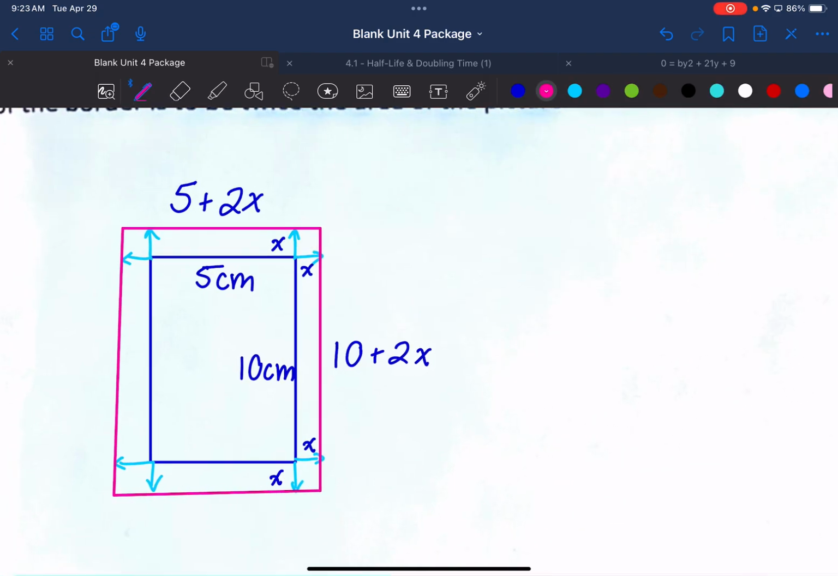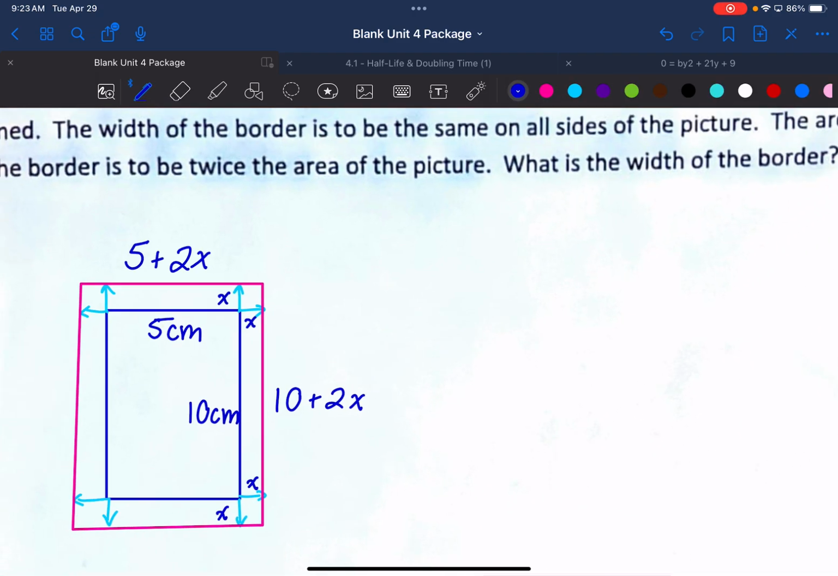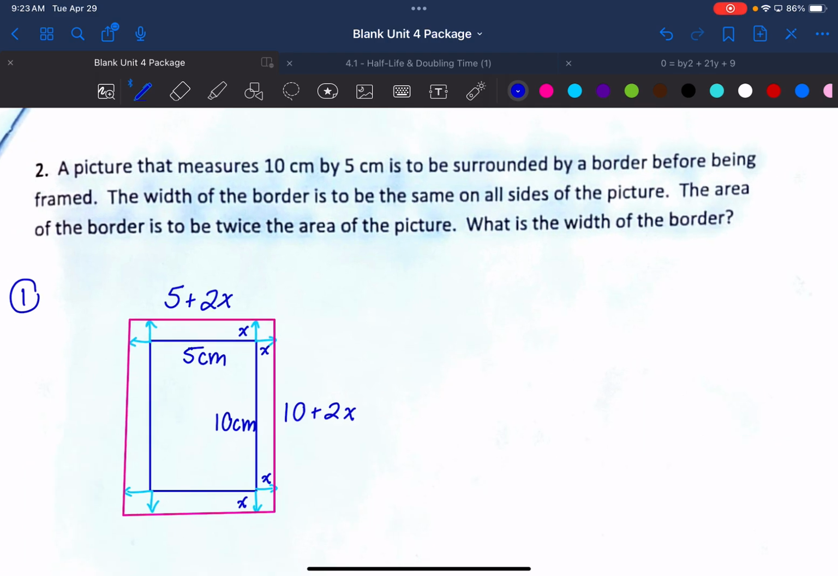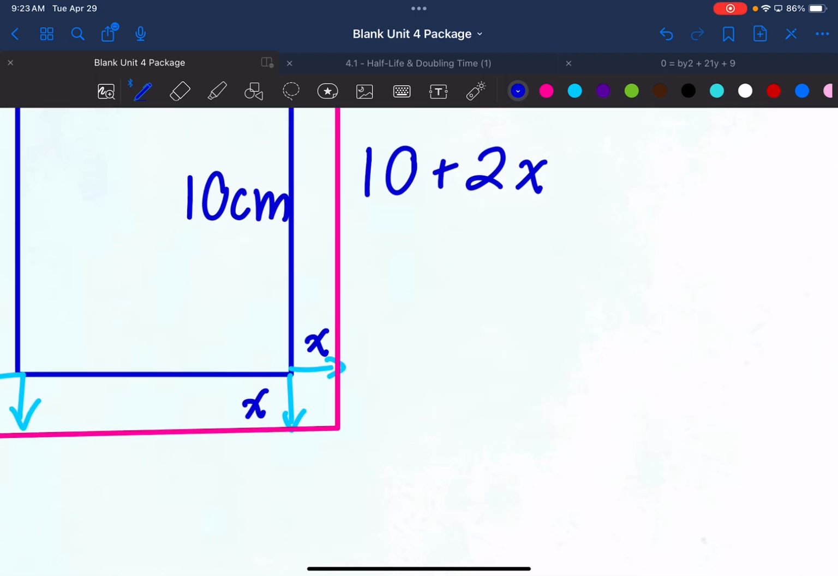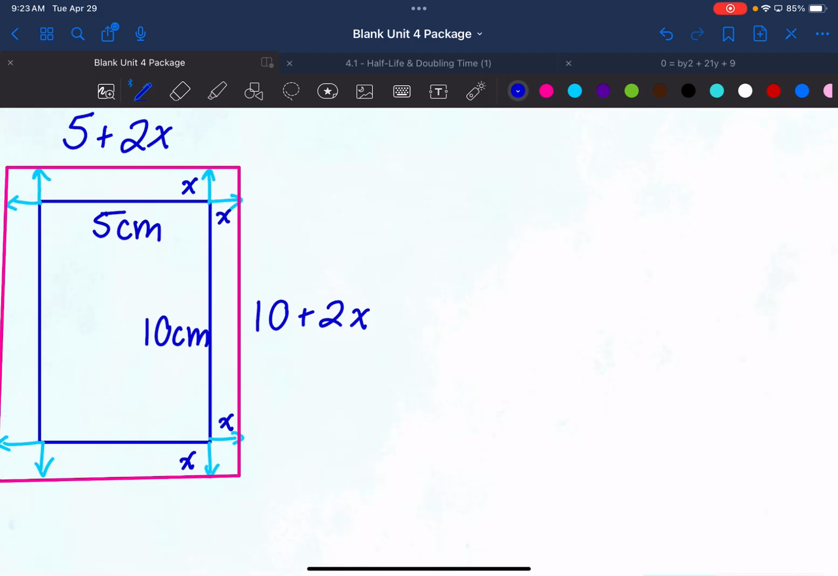So there are a couple of steps we need to think about here because it gave us a lot of information. It told us a picture, it told us a border, and it just wants to know the width of the border. So I just want to know x. Like how thick is this border? How much is it getting extended on both sides?